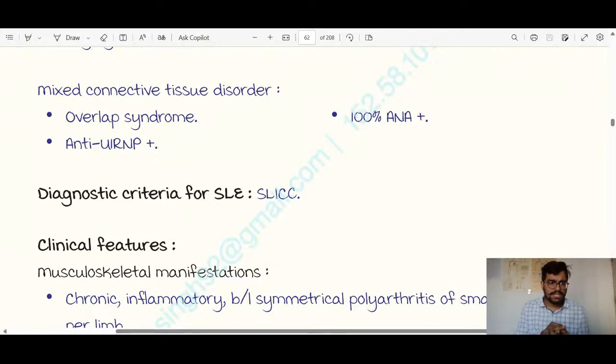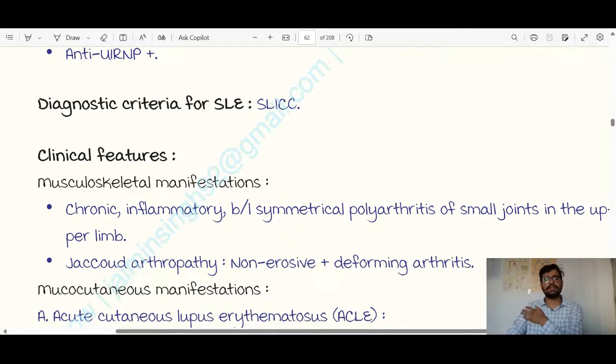So guys, mixed connective tissue disorder, the overlap syndrome, is anti-U1RNP positive and 100% antinuclear antibody positive. The diagnostic criteria for SLE is SLICC.